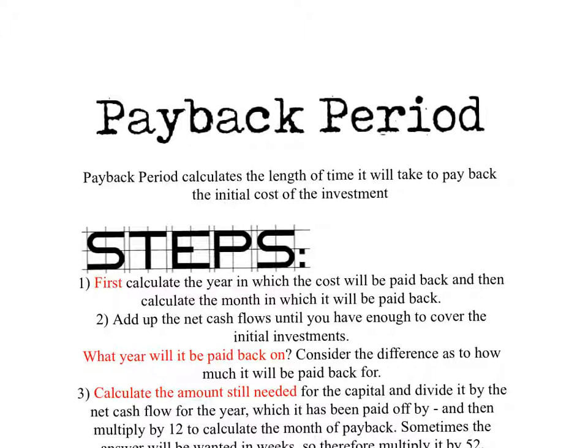So what you calculate is, what year will it be paid back in? Consider the difference as to how much it'll be paid back by. And then for number 3, calculate the amount still needed, and that's what I was mentioning earlier. So calculate the amount still needed for the capital and divide it by the net cash flow for the year it has been paid off in, and then multiply it by 12 to calculate the month of payback. Sometimes the answer will be wanted in weeks, so therefore you can multiply it by 52.